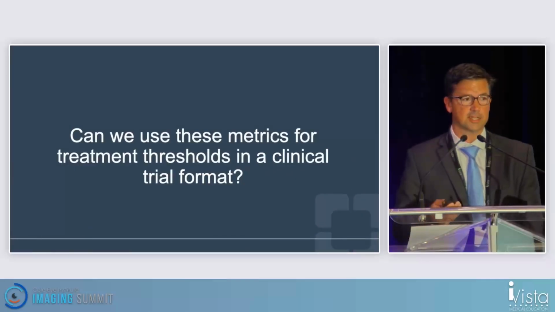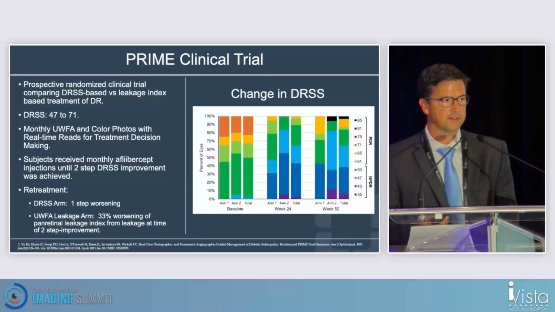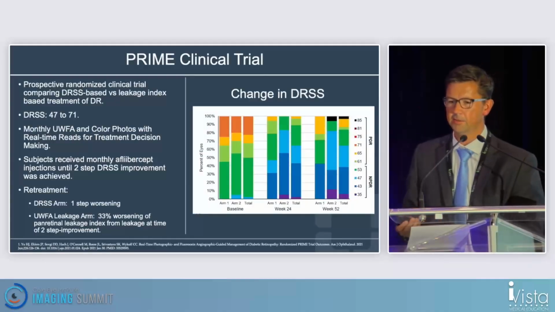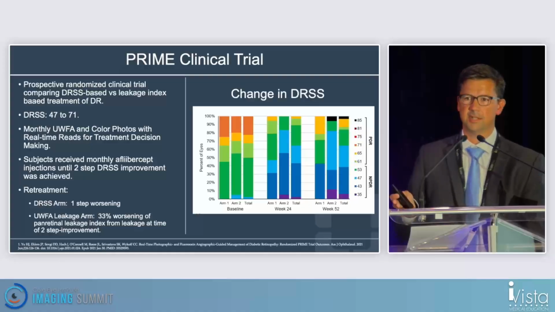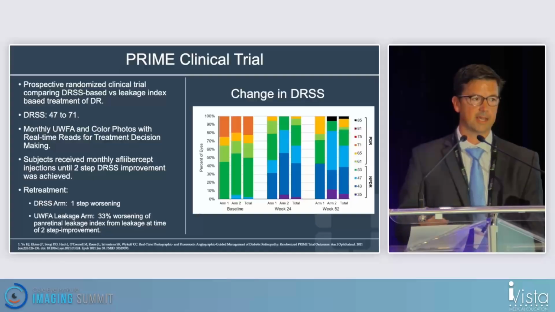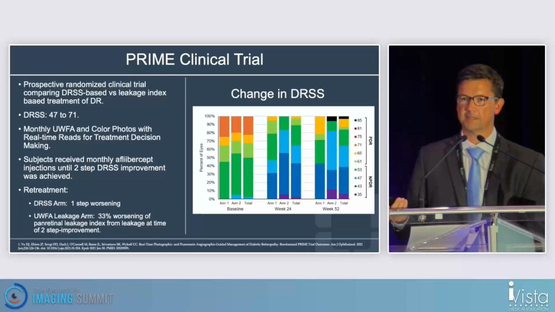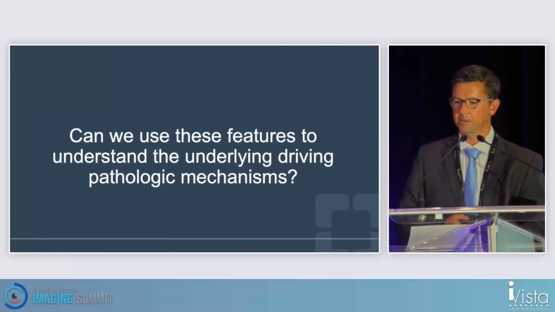One of the other questions: can we use these treatment thresholds? This was a trial that we did with Charlie Wyckoff's team down in Houston, where we actually used leakage index to decide are we treating a patient or are we not, instead of using diabetic retinopathy severity. What we found was when we used leakage index, we were actually treating earlier on, as a more leading indicator, and found a little bit more improvement overall in DRSS, but could use a more customized approach.